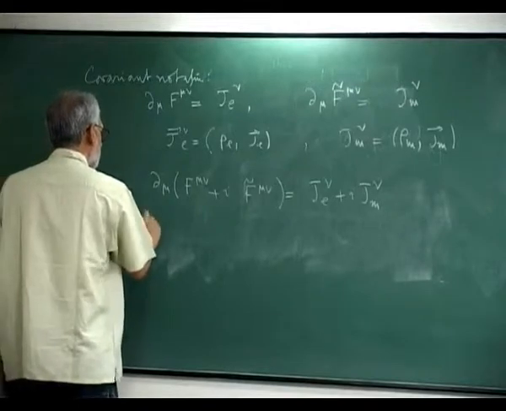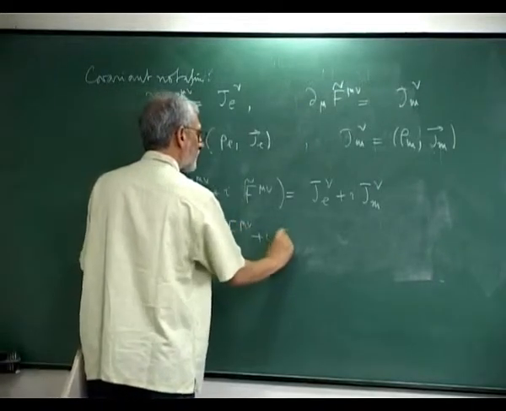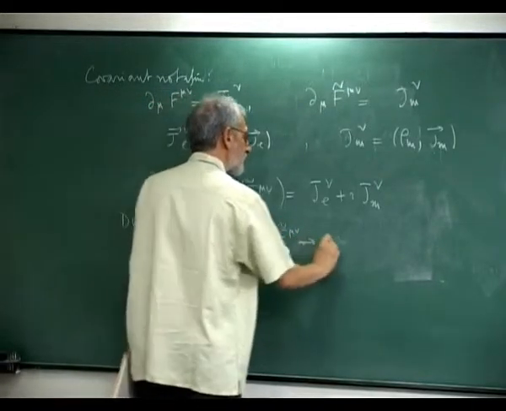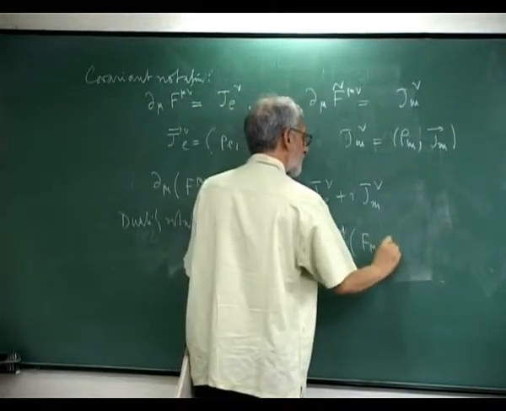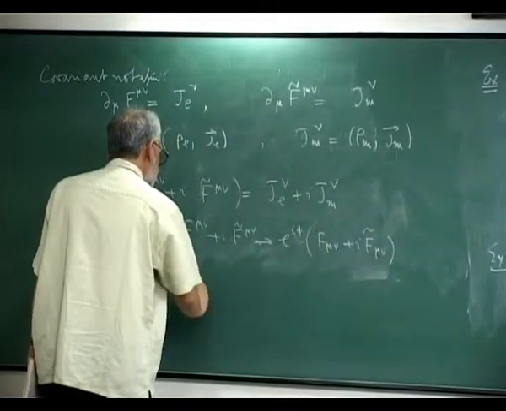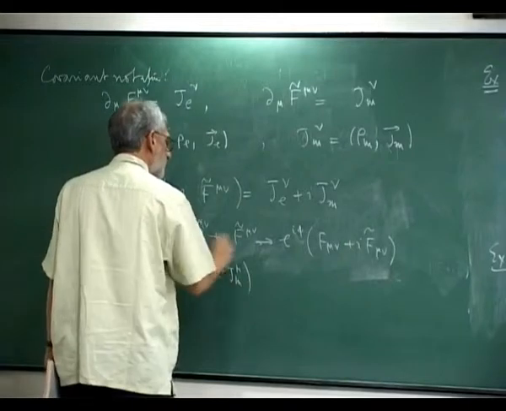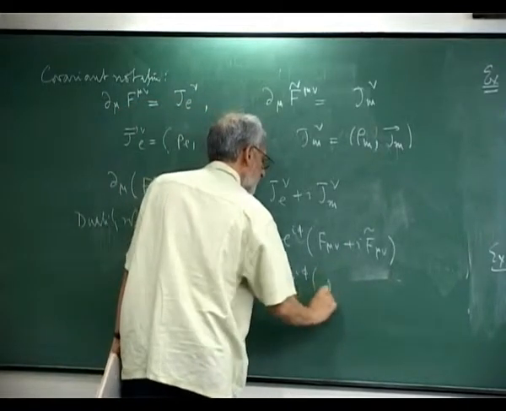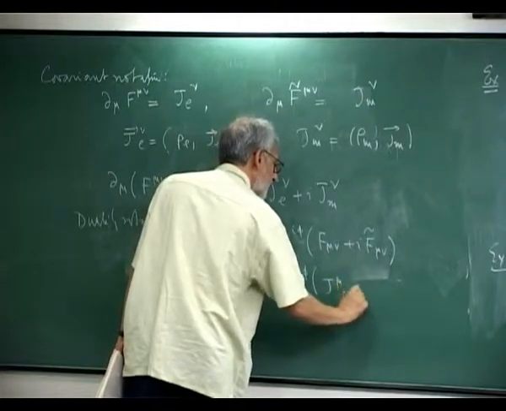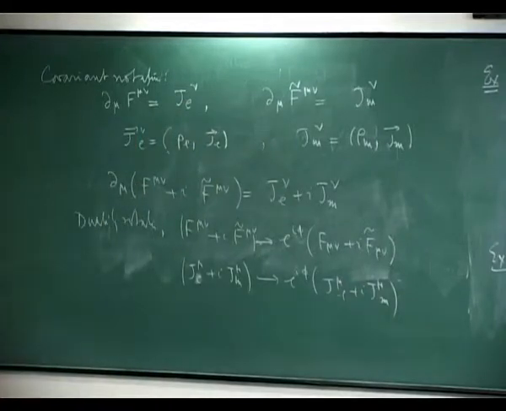And duality rotation in this notation is simply F_μν + i F̃_μν goes to e^{iφ}(F_μν + i F̃_μν), and J^E_μ + i J^M_μ goes to e^{iφ}(J^E_μ + i J^M_μ). Clear?